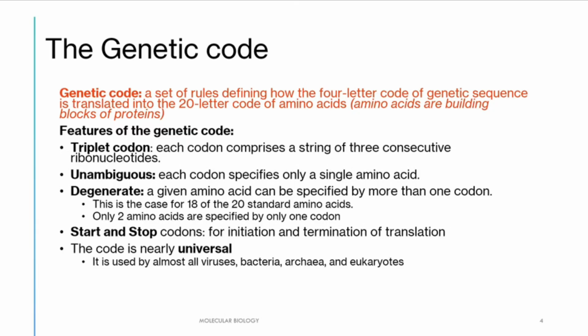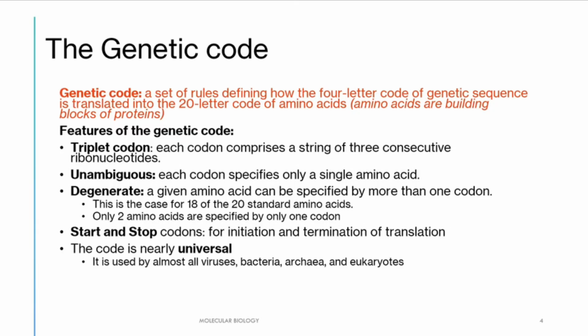However, the reverse of that is not true, which is another feature of the genetic code called degenerate. There are only 20 different amino acids, but there are 64 possible codons. So for any amino acid, there can be more than one codon that codes for it. Out of the 20 different amino acids, 18 of them can be defined by different codons, and only two amino acids are specified by one codon.